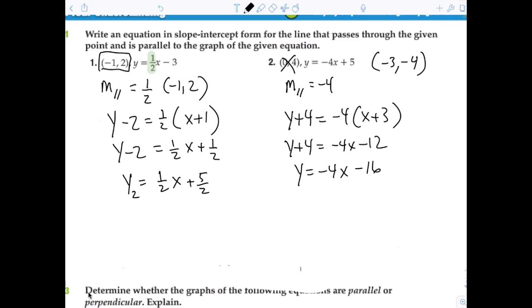Does anybody have any questions with that? Anybody have any issues? Now let's see how good we are. Under y2, type in negative 4x minus 16 and graph it and see if it's parallel and it goes through that point. How is it? Perfect, of course.